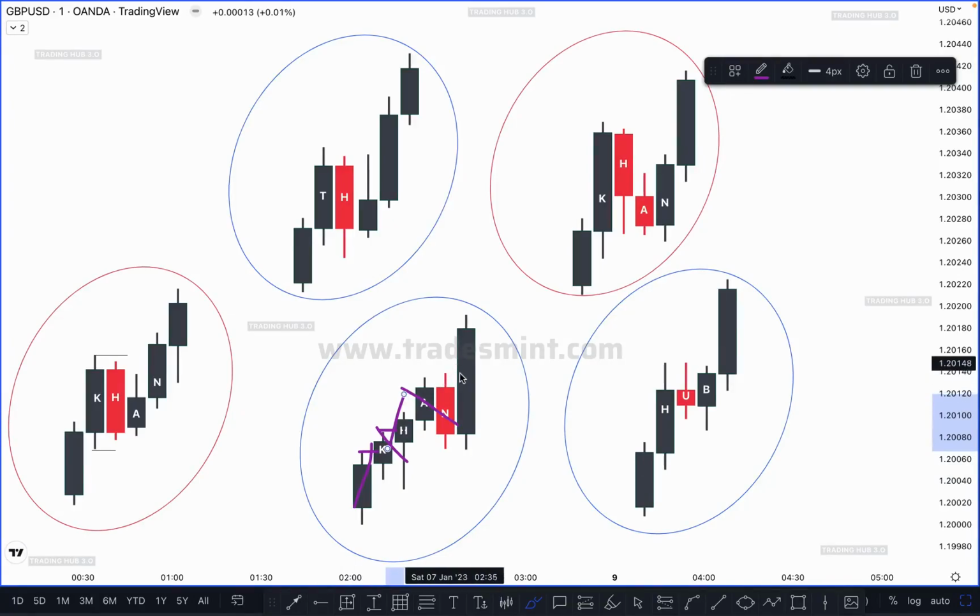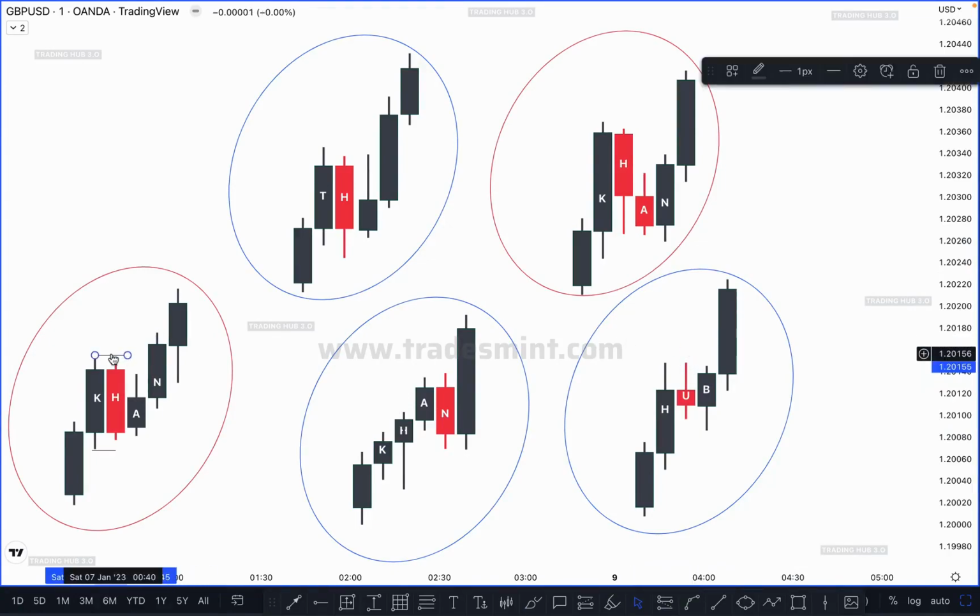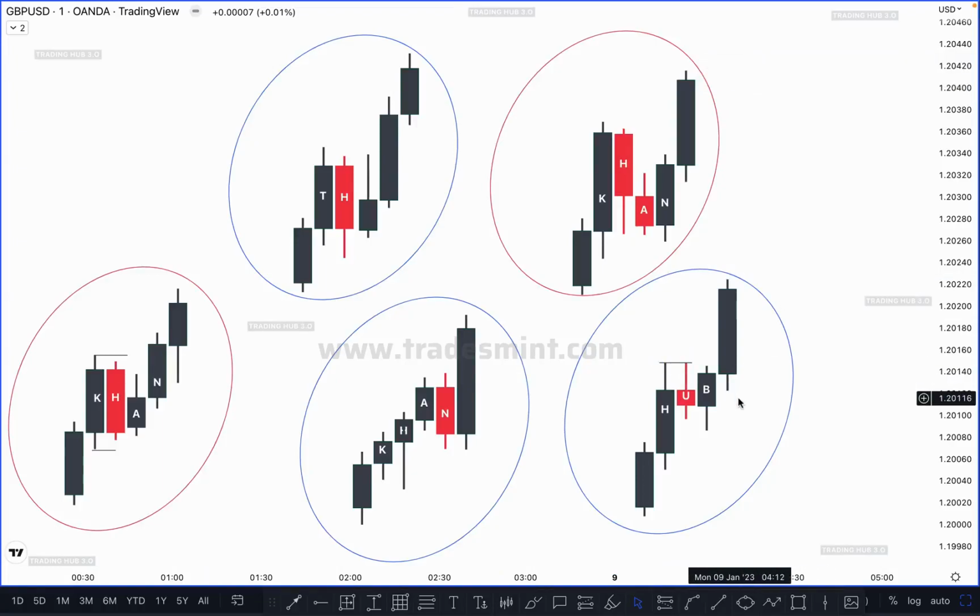And in the next example you can see here, the H candle high and U candle high are both similar, meaning both highs are equal here. So if the market takes out the U candle low, this becomes our valid pullback. But if the U candle high does not take out the H candle high, then this is not a valid pullback. This becomes invalid.